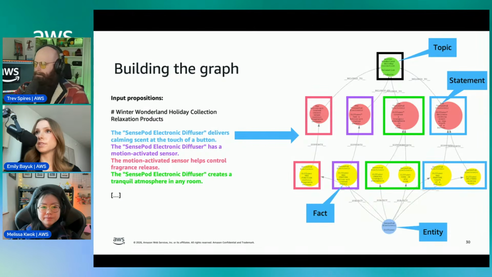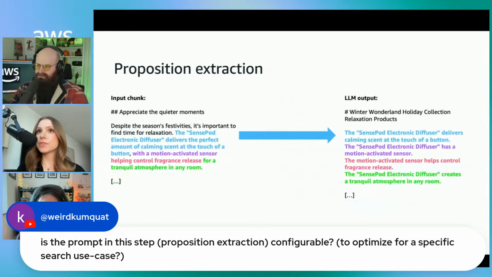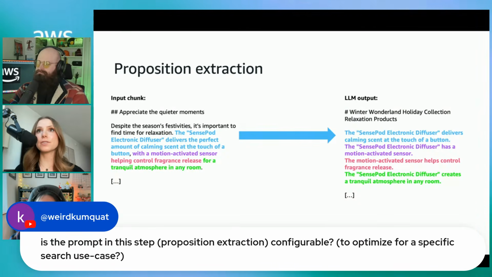Yeah. Melissa, really great job breaking this down for the audience. I do want to go back to proposition extraction. We have a great question. Is the prompt in this step, proposition extraction, configurable, or can it be optimized for a specific search use case, for example, scientific papers?